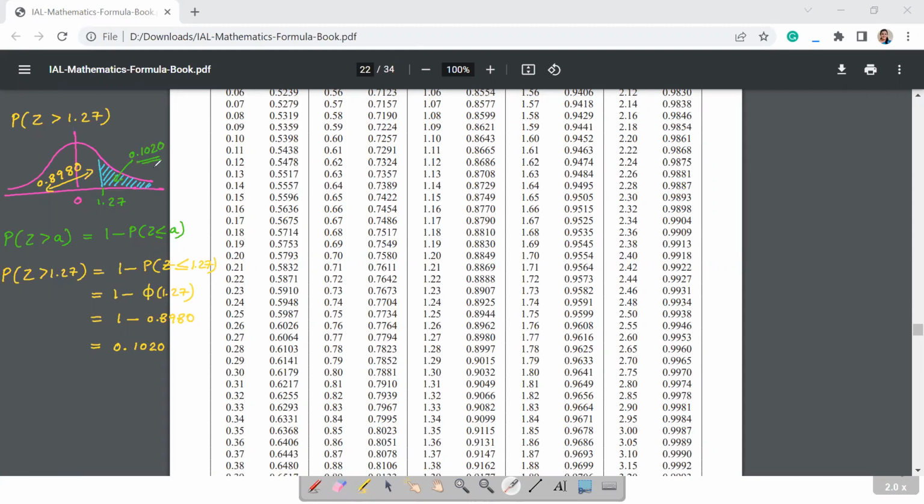Can you see 0.102? I'm just writing the answers to 4DP because the table gives everything to 4DP. So basically 0.102. So this blue area is 0.102 and this is our answer. This is what we are looking for. Okay, guys, and then let's go to the next one.